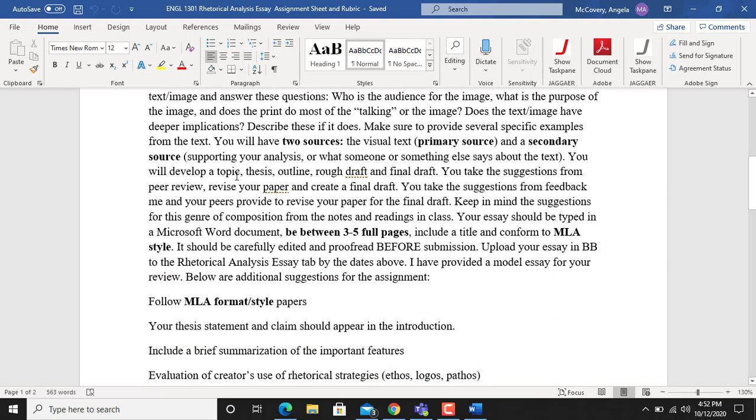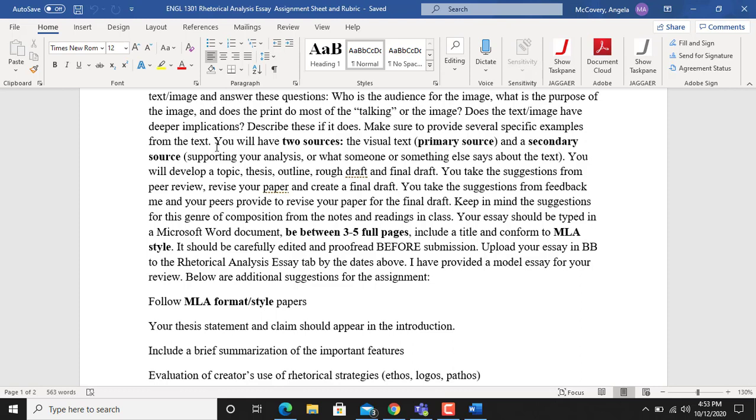Does the text have deeper implications? Describe these if it does. Make sure to provide several specific examples from the text. So when I say examples, I want you to go back into the commercial, the ad, the work of art, and pull examples. What does that mean, pull examples?